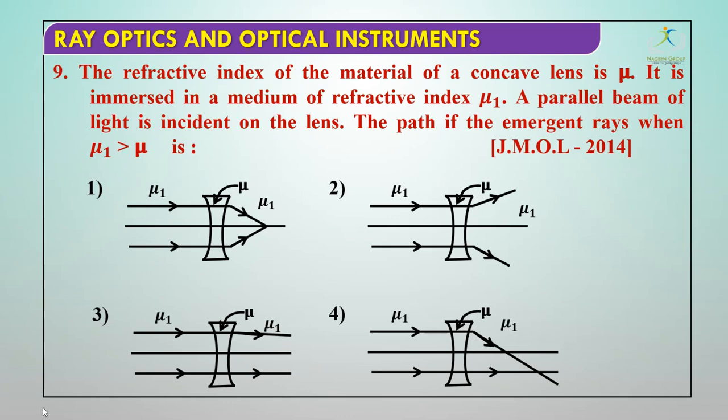When the light rays go, this mu1 is greater, so this is a denser medium and this is a rarer medium. When the light rays go from a denser medium to a rarer medium, they go away from the normal. So because of that, it will already be deviated from this. If it goes away, it will behave like this. Because of that, the first option is correct.